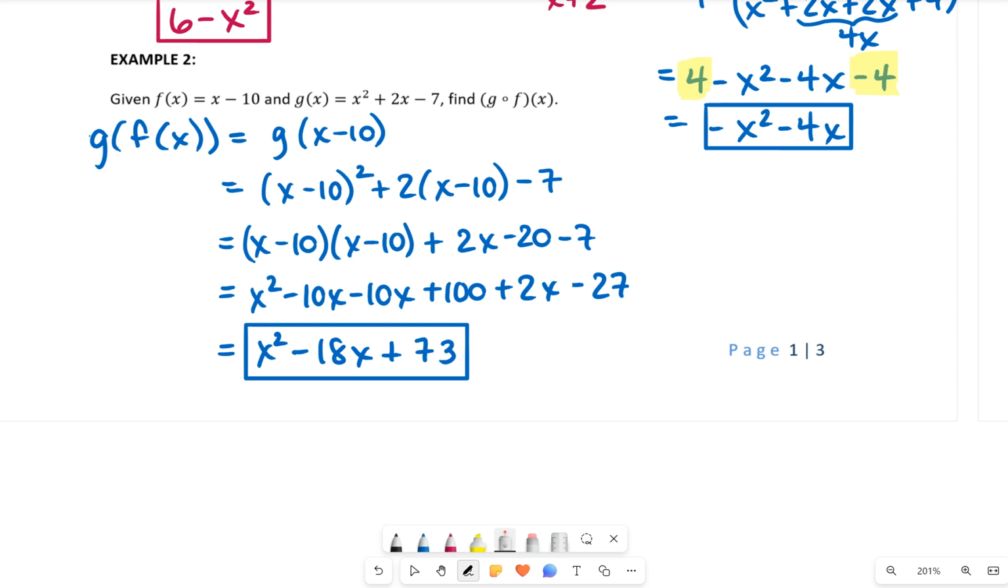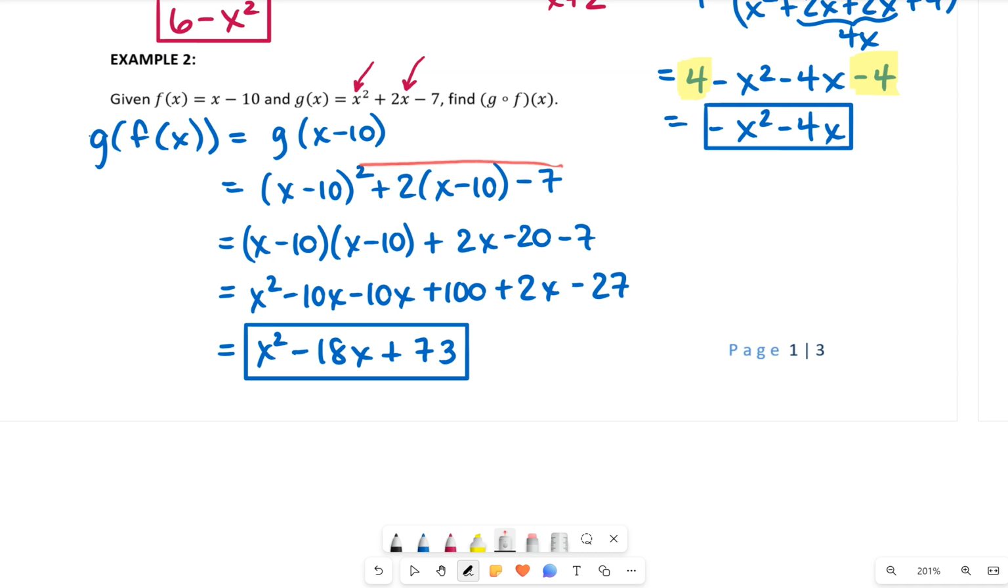Okay, welcome back. Here's example 2. The final answer was x squared minus 18x plus 3. So let's talk about this just in case you need to. What does this expression say to do? Well, it says to look at the g function, and wherever you see an x, you need to replace it with x minus 10. There was an x right here, and an x right here, so those needed to be replaced by x minus 10.